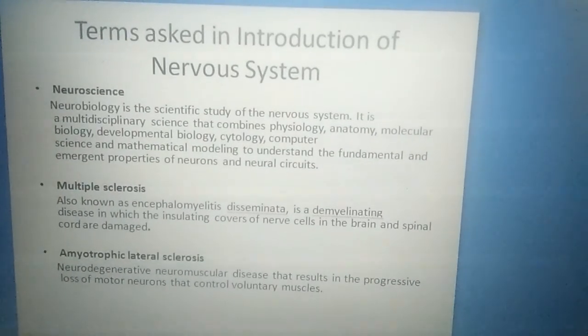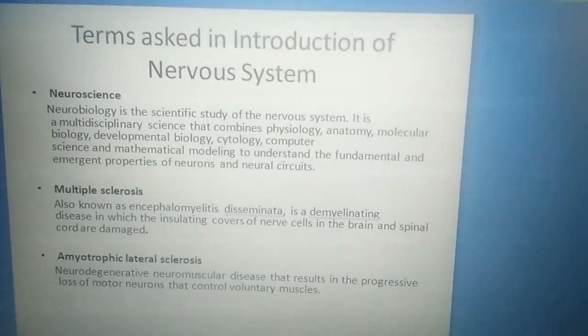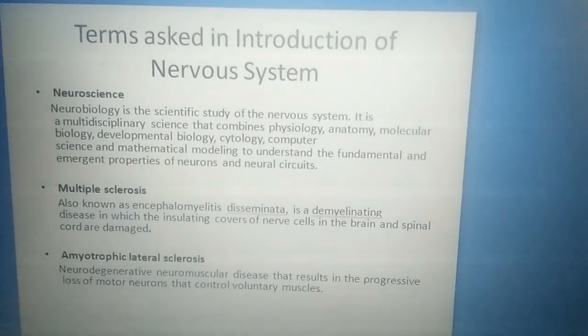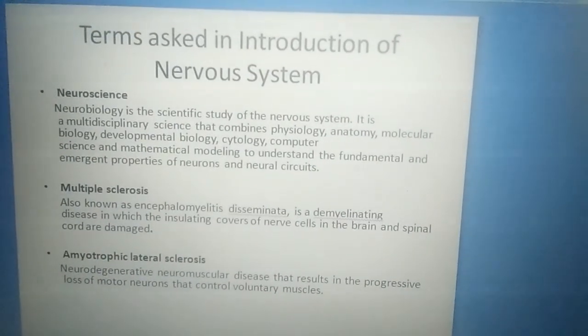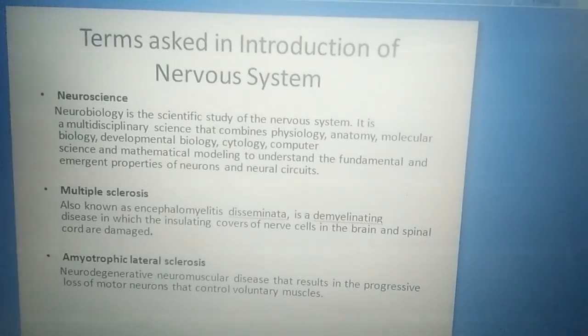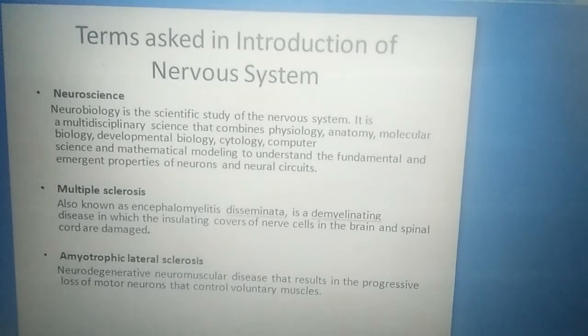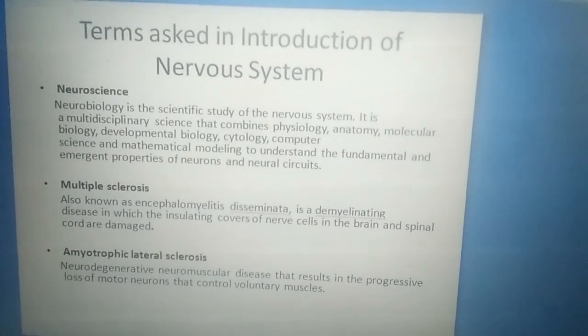Neuroscience is a multidisciplinary science that combines physiology, anatomy, molecular biology, developmental biology, cytology, computer science and mathematical modeling to understand the fundamental and emergent properties of neurons and neural circuits. We can say that it's the scientific study of the nervous system.